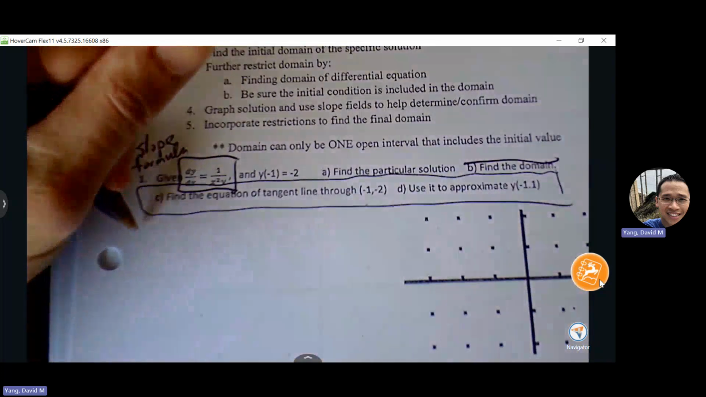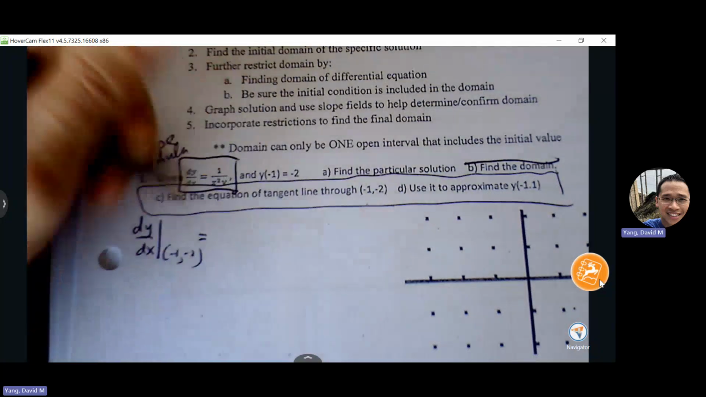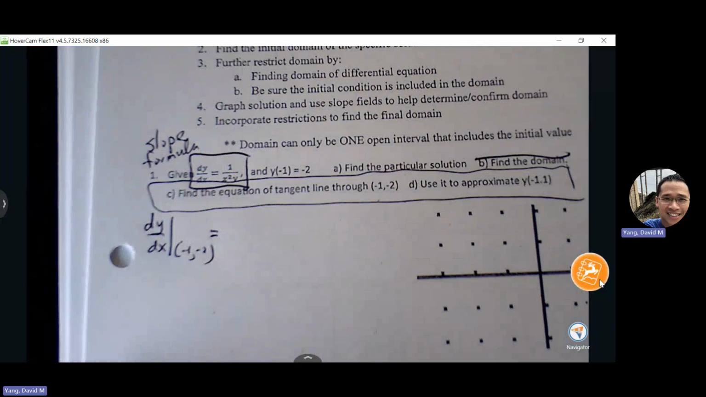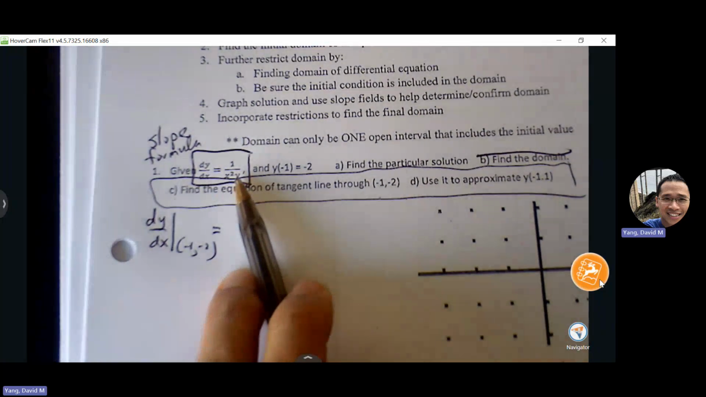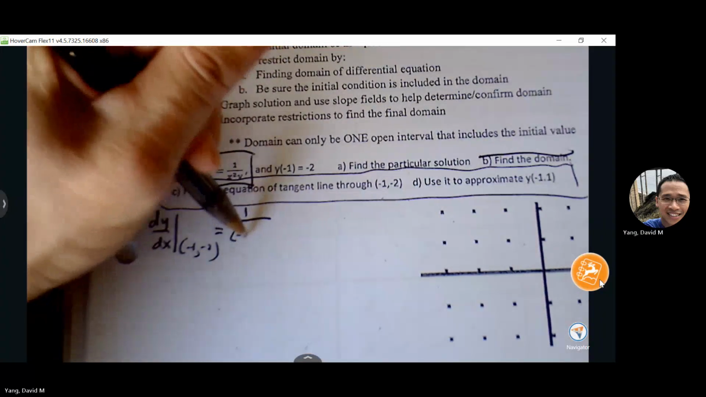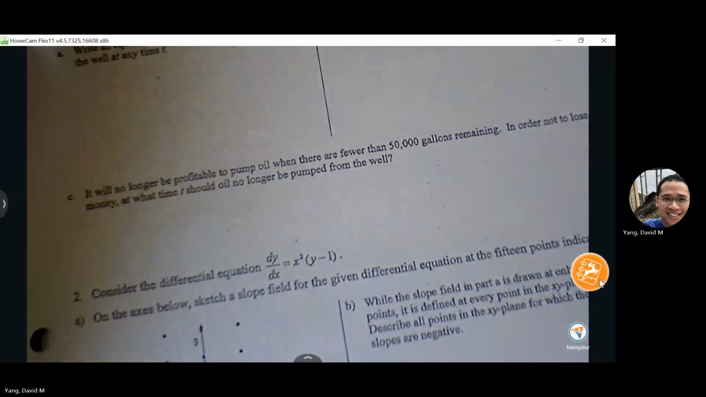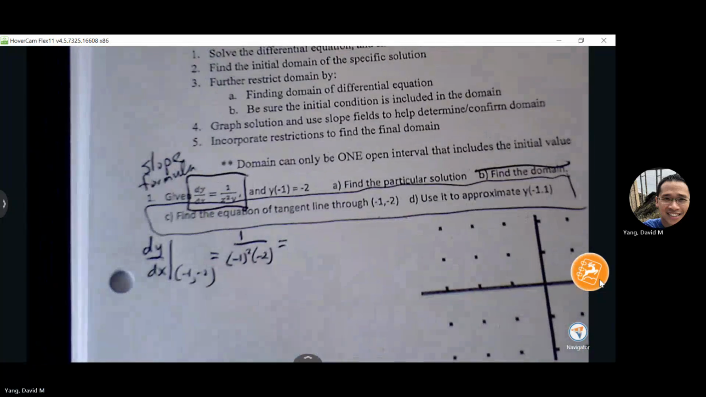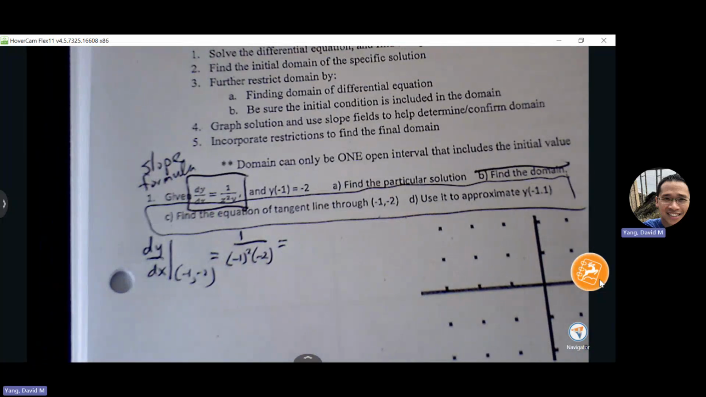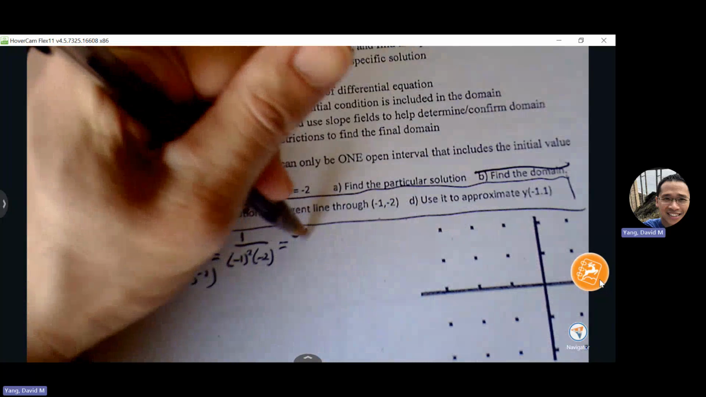Okay, so let's do that. So that means dy/dx at (-1, -2). In this case, my derivative equation requires both the x and y value, but all I'm doing is plugging in, and whatever I get back in return is my slope value. So what does that equal to? dy/dx equals -1/2, right? So what did you guys get?